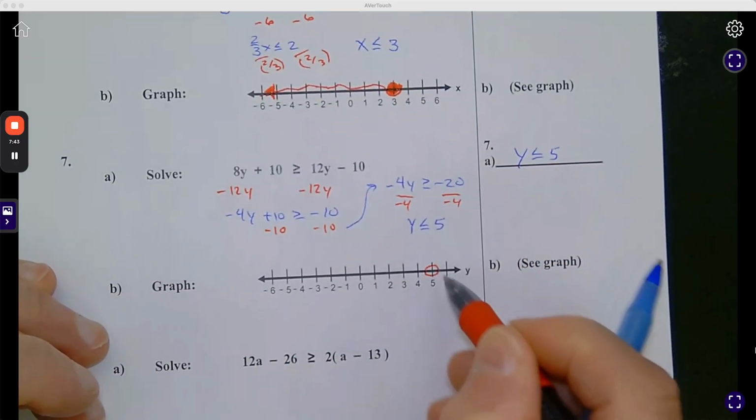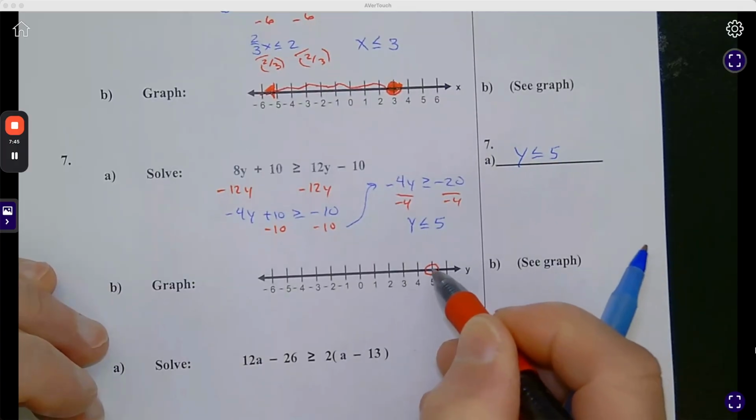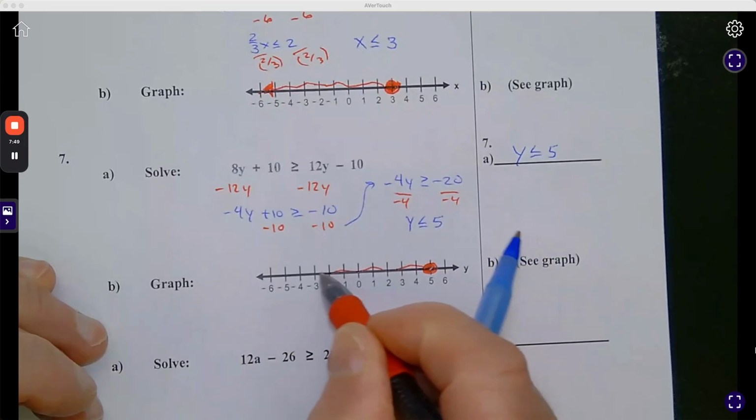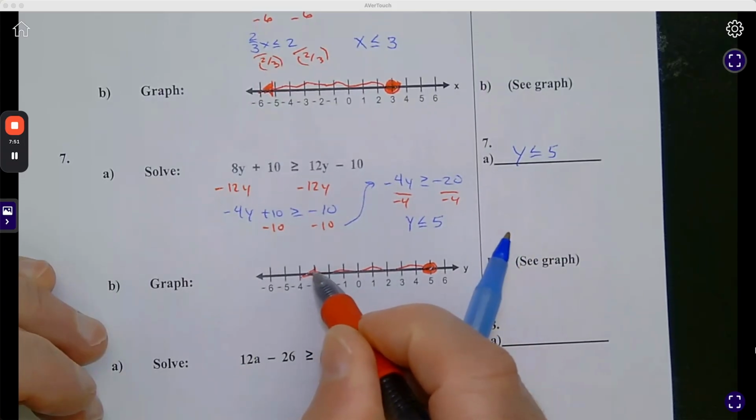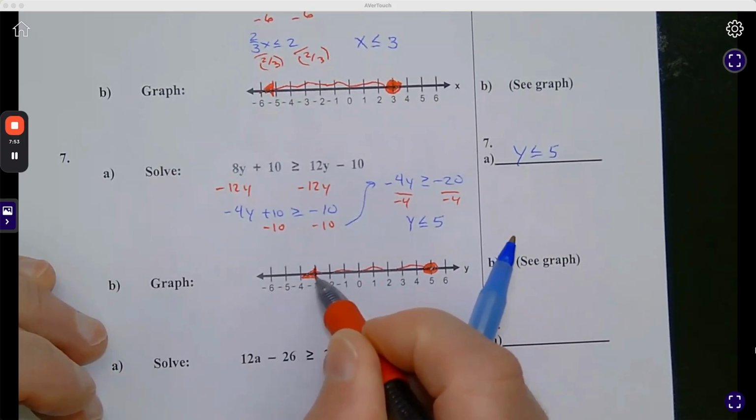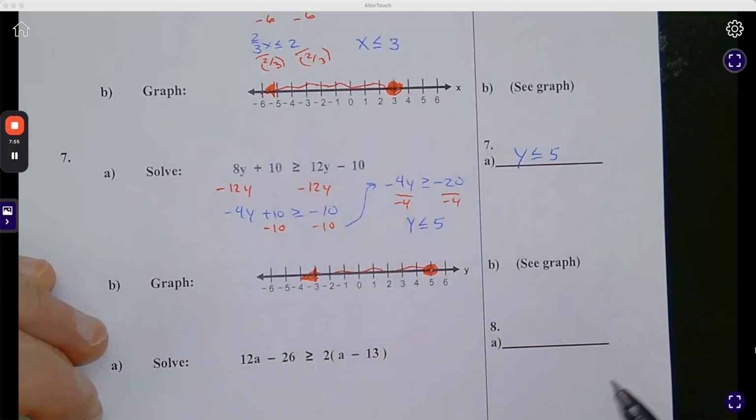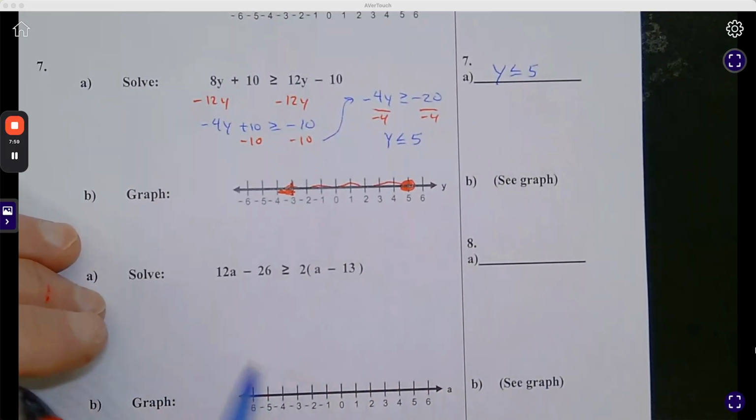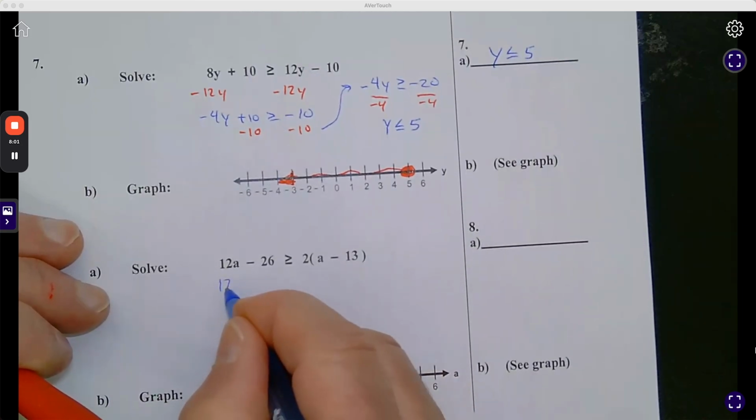So there's my endpoint at 5. It's equal to, so I'm going to color it in, and any number that's less than 5 are all of these numbers here. So it goes on forever in that direction. All right, let's do this. Oh, now we've got distribution and variables on both sides.